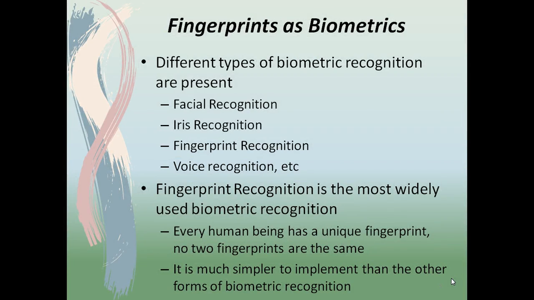Now, fingerprints as biometrics, I have been talking about two slides back that it is the best one. Over here, we have different types of biometrics. One is facial recognition, one is iris recognition, which is basically the retinal scan. One is fingerprint recognition, one is voice recognition. As I was saying, fingerprint recognition is the most widely used biometric. Every human being has a unique fingerprint. No two fingerprints are the same. And the best part of fingerprint recognition is it's absolutely simple to implement, and it could be combined with all different types of biometrics for an even more secure system.